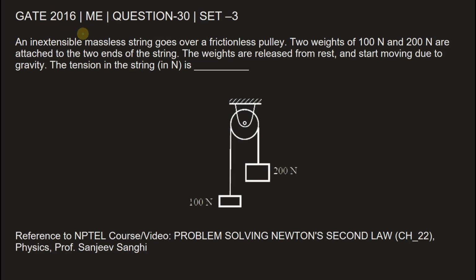This question is from GATE 2016, Mechanical Engineering paper, set 3, question number 30. An inextensible massless string goes over a frictionless pulley. Two weights of 100 Newton and 200 Newton are attached to two ends of the string. The weights are released from rest and start moving due to gravity. Tension in the string in Newton is dash.